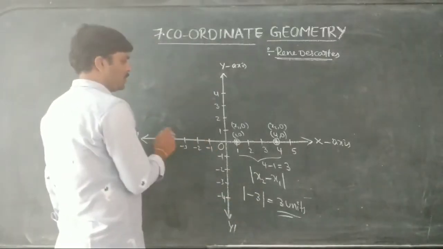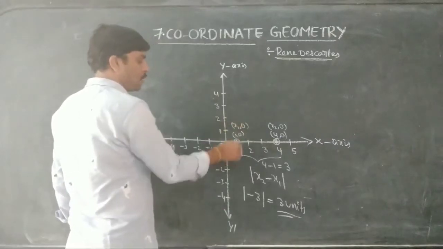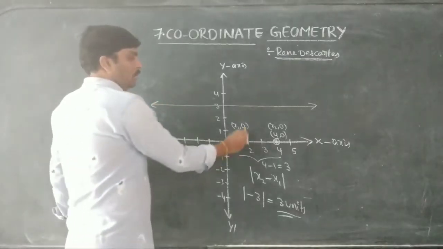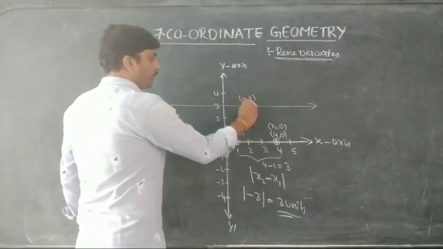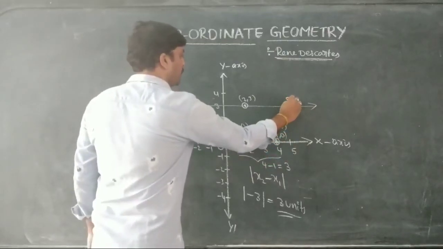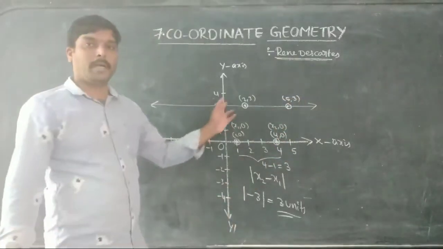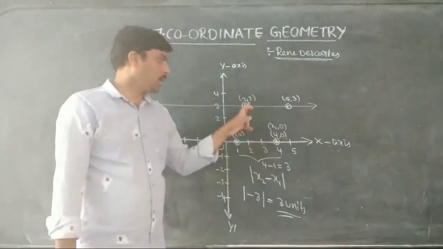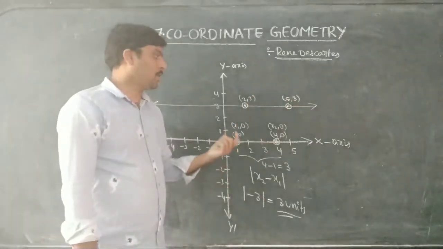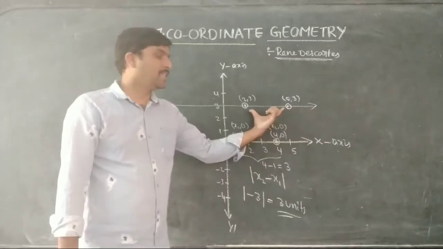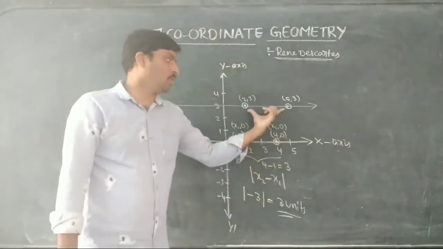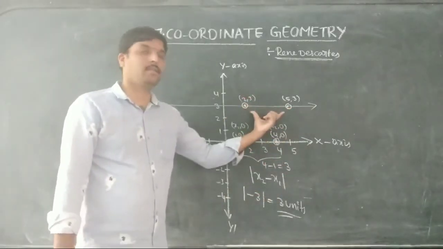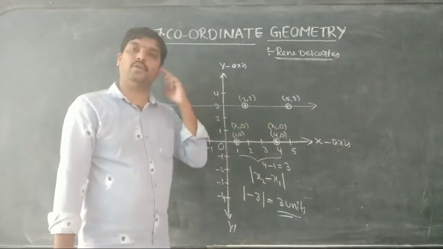Similarly, suppose a line is parallel to the x-axis and passes through 3, like this. These points are 2 comma 3 and 5 comma 3. These 2 points have the same y coordinate. On the x-axis the y coordinate is 0, here the y coordinate is 3 and 3. So what is the distance between the 2 points? This line is parallel to the x-axis, so it is the same, modulus x2 minus x1. Here 5 minus 2 gives 3 units. Not only 3, you can get 4 units, 5 units, like that.